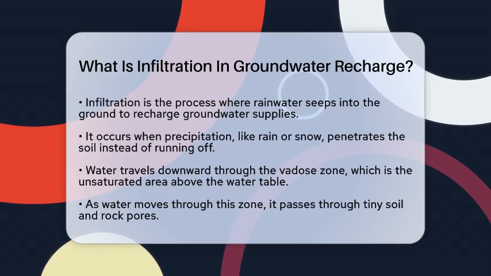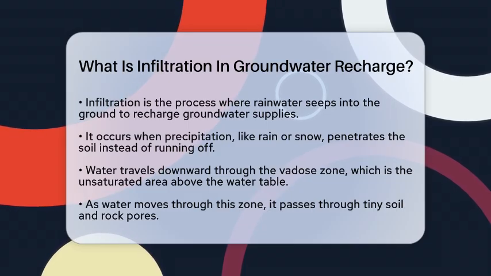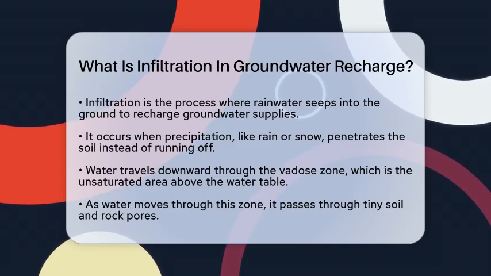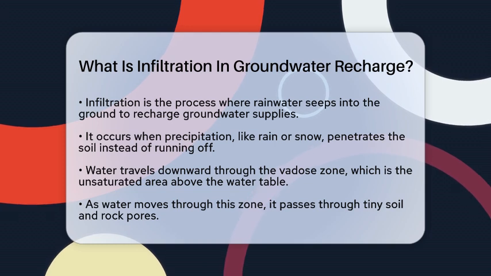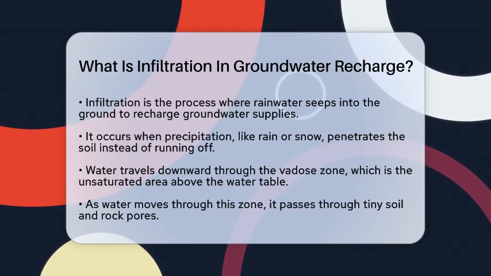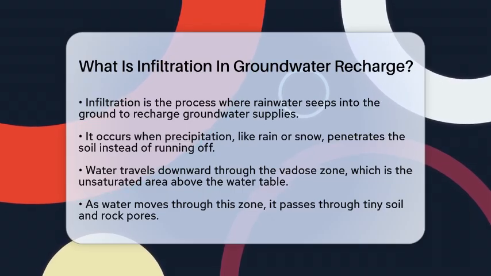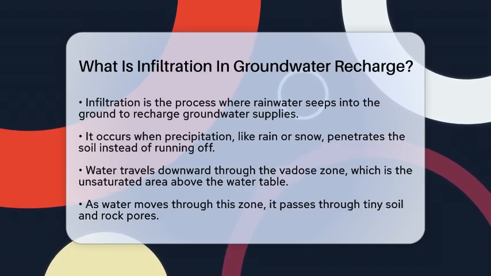Infiltration refers to the way water from precipitation, like rain or snow, seeps down through the soil and other layers of the ground. This process is essential for replenishing groundwater supplies. When it rains, some of that water runs off the surface, but the part that penetrates the soil is what we call infiltration.